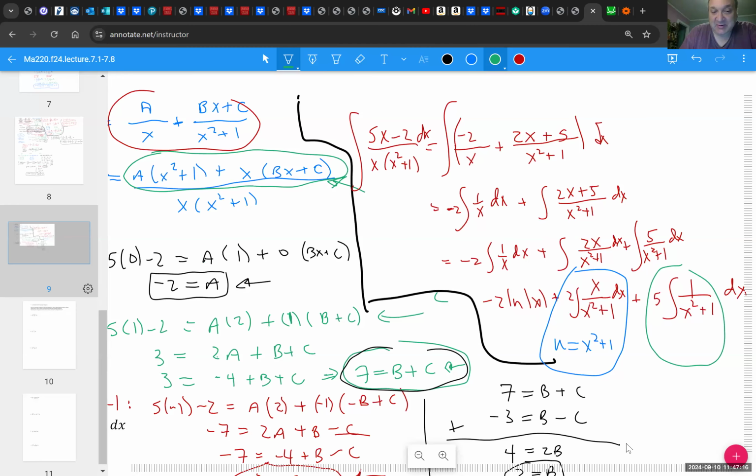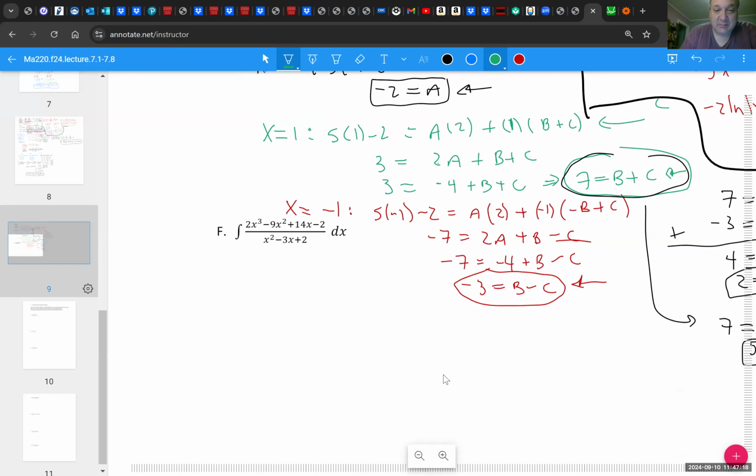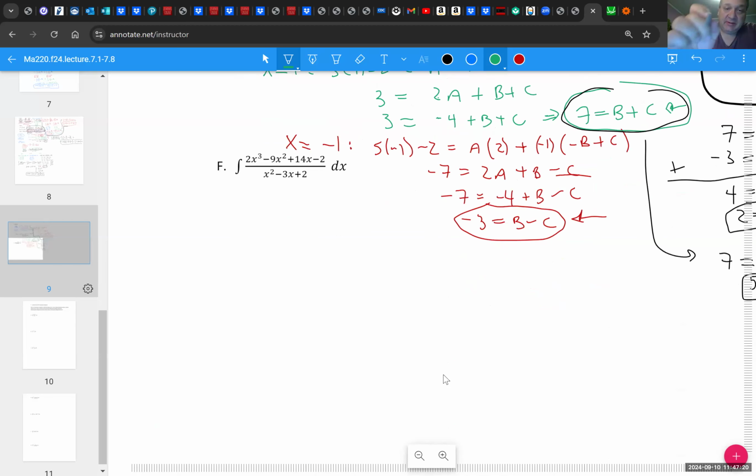All right, so what do we do? What, I think, is the hardest version of these? Well, that's this example F. So in this example, I have a big thing on the top, I have a big thing on the bottom. Of course, it's really complicated. What makes this, in my mind, more challenging than the previous problems? And the answer is because the top is bigger than the bottom. This is called an improper fraction.